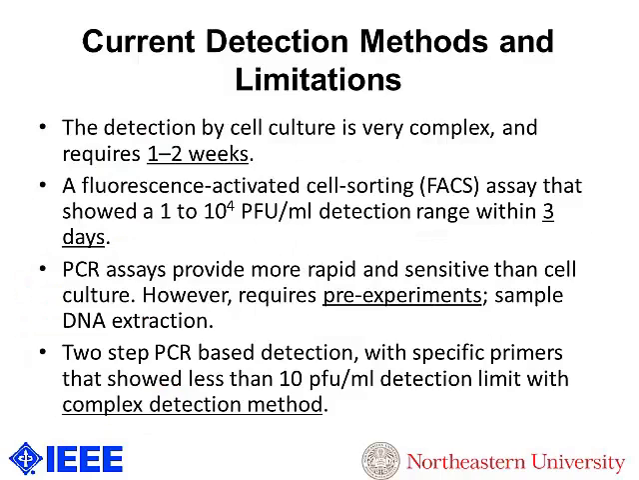When we look at the current detection methods and their limitations, as I said before, the cell culture method needs at least 2 weeks. A fluorescent activated cell sorting assay is very sensitive. It can detect at least 1 PFU per ml of virus, but it needs 3 days. PCR assays are quite rapid and sensitive, but they are complex detection methods, and they need some pre-experiment steps such as DNA extraction.